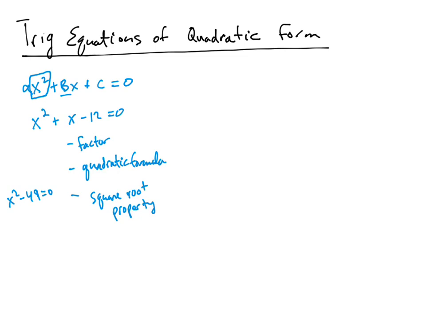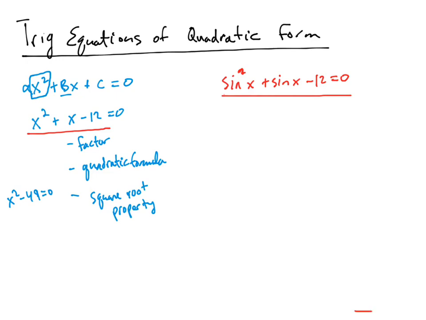So a trig equation in quadratic form, instead of the coefficients a, b, and c, we may have trig functions in those places. So something like this: sine squared of x plus sine x minus 12 is equal to 0. Notice how that's pretty similar in form to what we had over there. And we can solve these using the same principles as an algebraic quadratic equation. So we can factor. If we can't factor, we can use the quadratic formula. And if we have two terms, we can use the square root property.